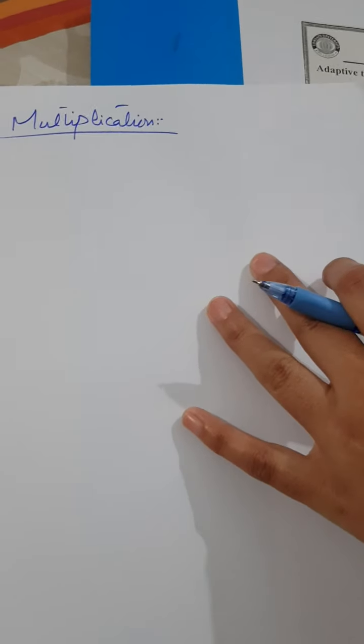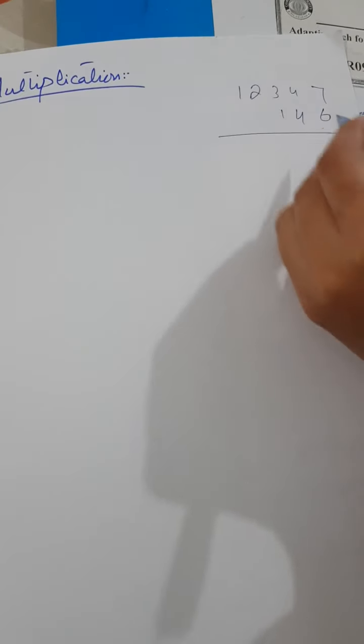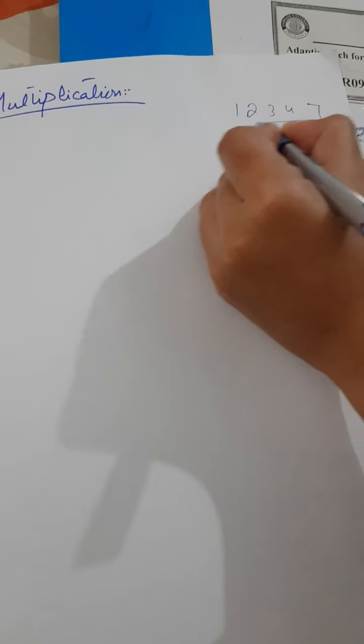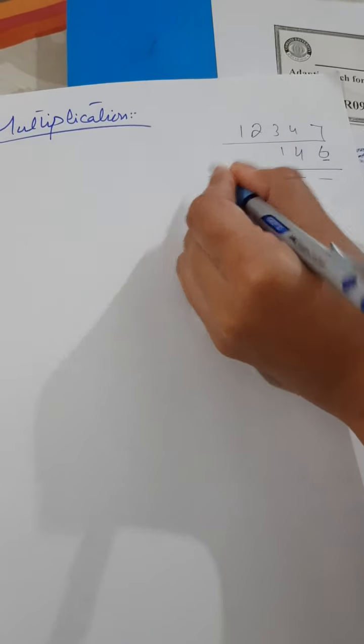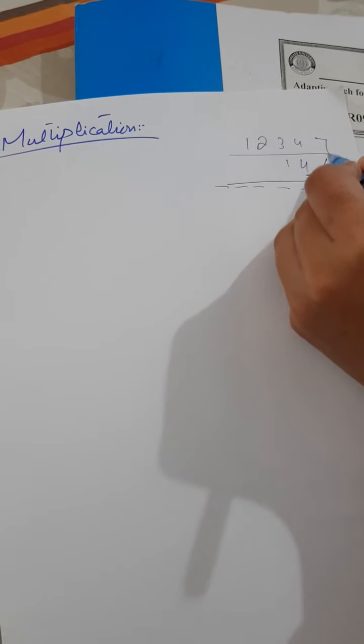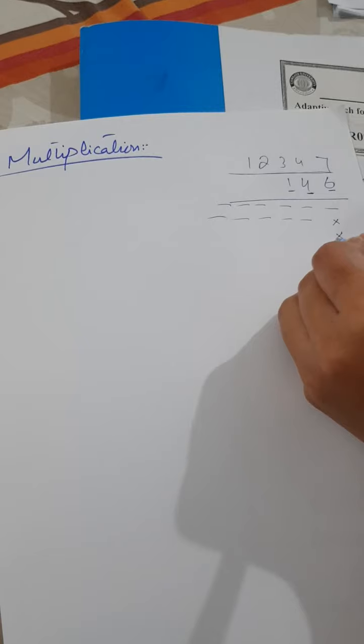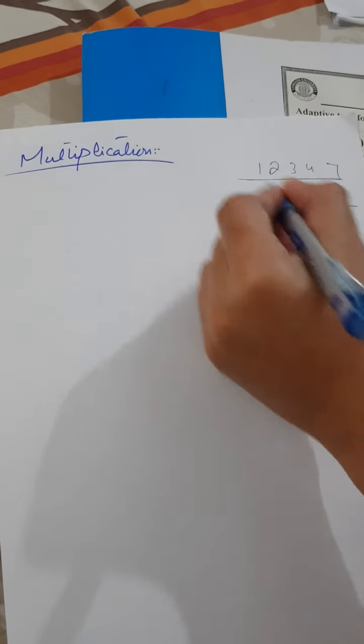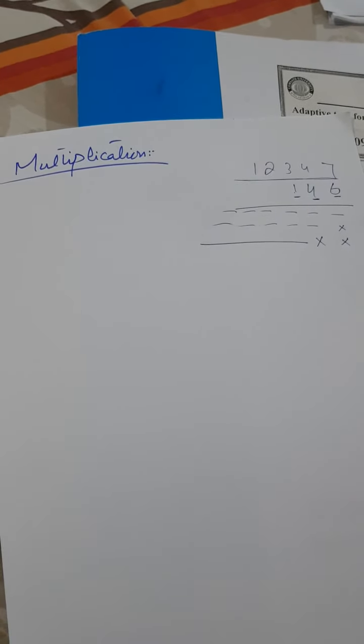Okay, how do we multiply decimal numbers? Let's say we have 12347 and we need to multiply it by 146. We first multiply the first digit with the whole number, then write the value over here. When we move to the second number, we write a cross here and then multiply 4 with the whole number. And when we move to the third value, we use 2 crosses and then multiply 1 with all of the number. The same method is used in binary multiplication.